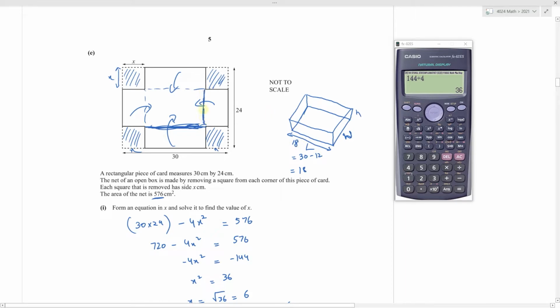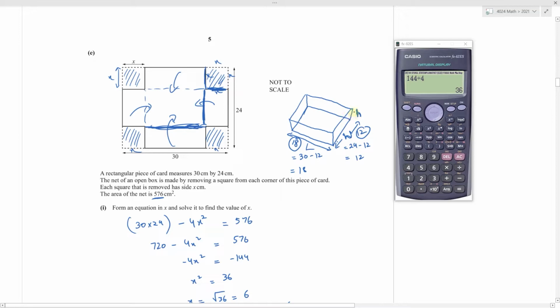Width is this part here, along which I folded. The full length here was 24, and then you subtract x and x. So 24 minus 12 will give you 12. So the width here is 12. So 18, 12, and what's the height? The height will be this length here or this length here, which is x. Since this was a square that was cut out, all four sides are x. So this is your height.